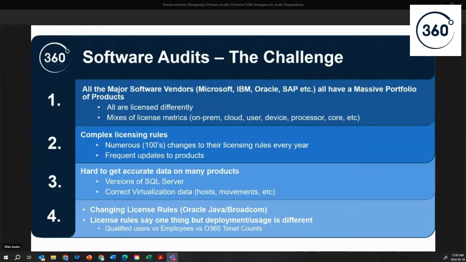It's also hard to get accurate data on many products, right? Most large organizations are going to have tools that they can use to provide inventory.